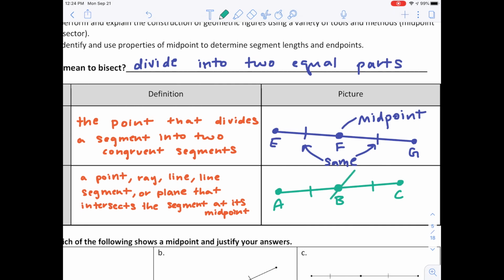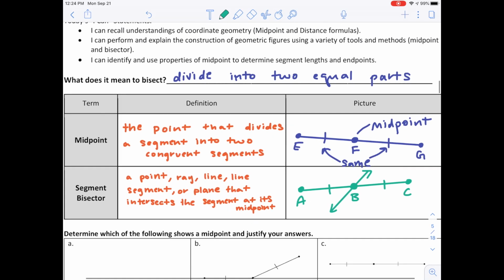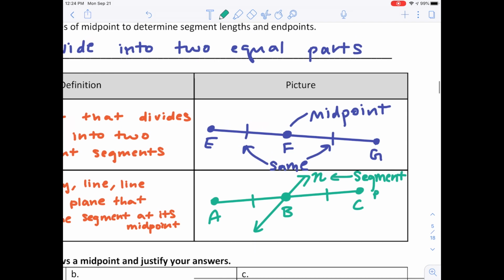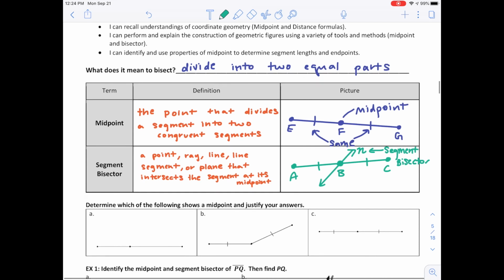Sometimes, instead of just having a point, you can have a different thing. So a point, ray, line segment, or plane that bisects the segment. So if you look at the line that I just drew, and I could call that line N, you would say that line N is the segment bisector. And so instead of just having a midpoint, we have a segment bisector because it's a whole line that is going through halfway between line segment A and C.